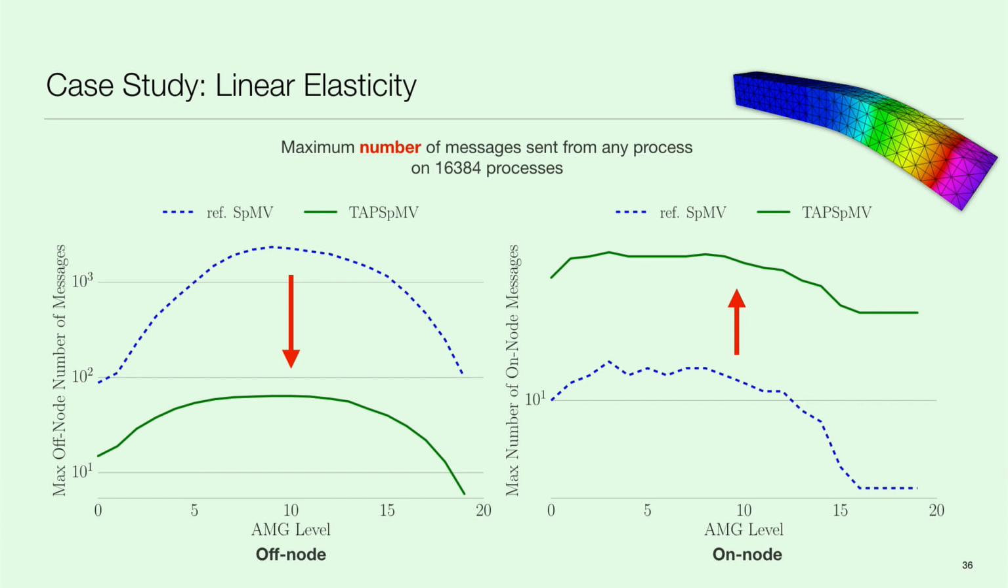And on the left, these are the maximum number of messages sent from any process. And we can see that the trade-off worked. So the number of messages that we're sending off node drops dramatically because we're not sending all of those duplicate messages, and we're sending just a fewer number. But it increases the number of messages that we're sending on node due to that gather and the scatter.